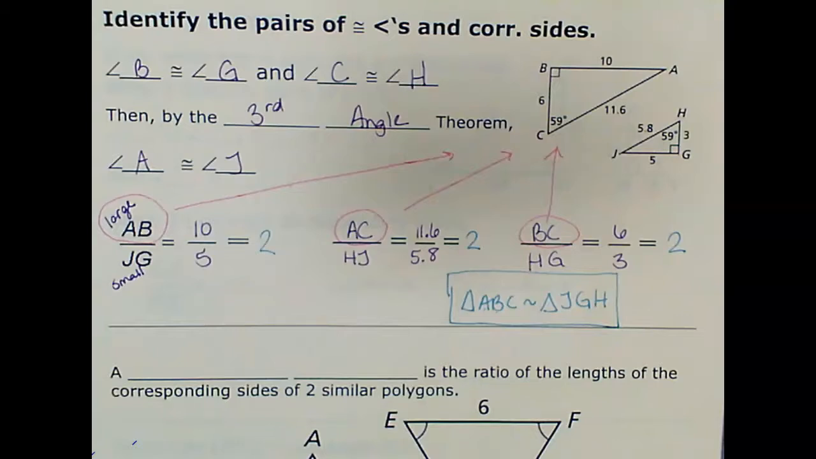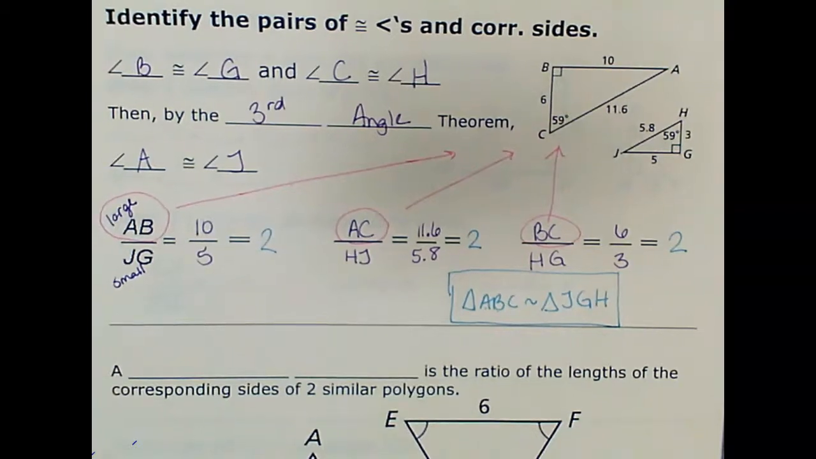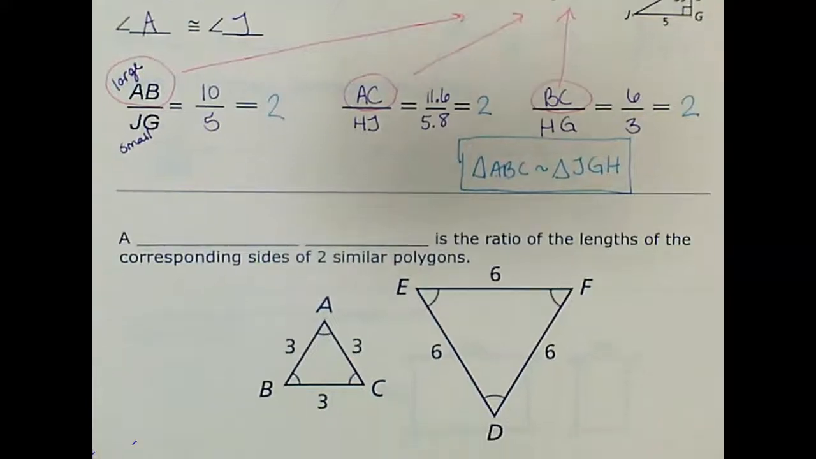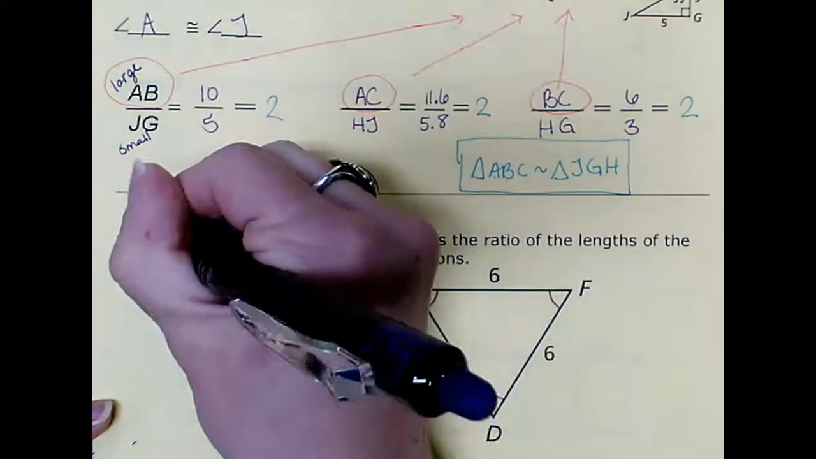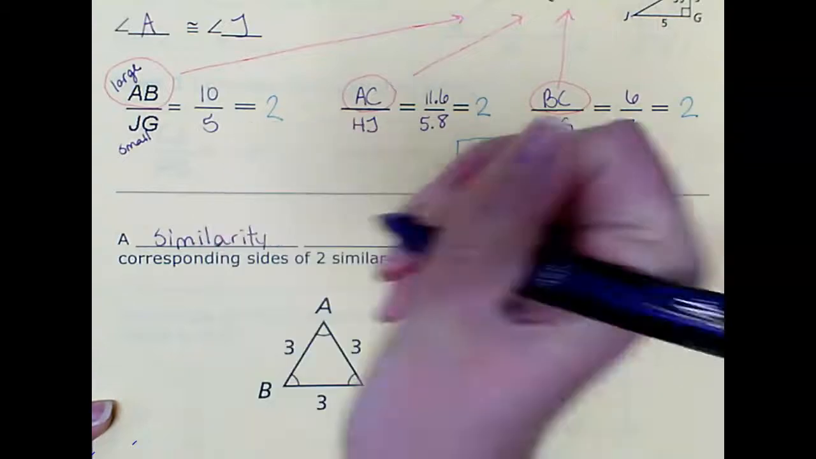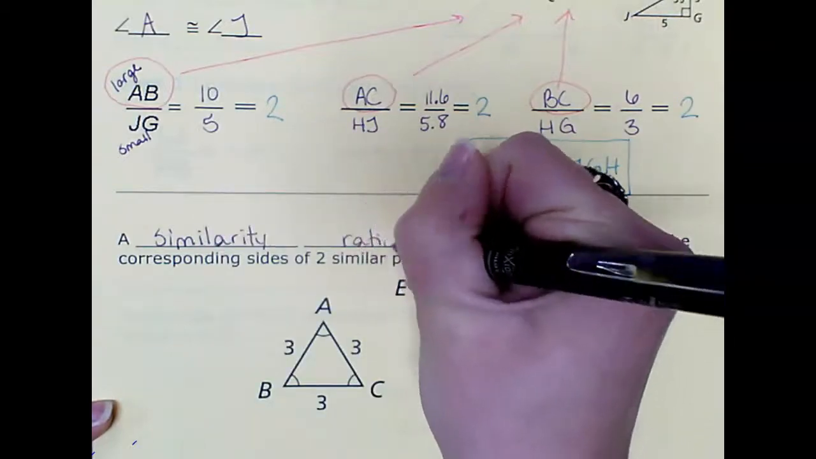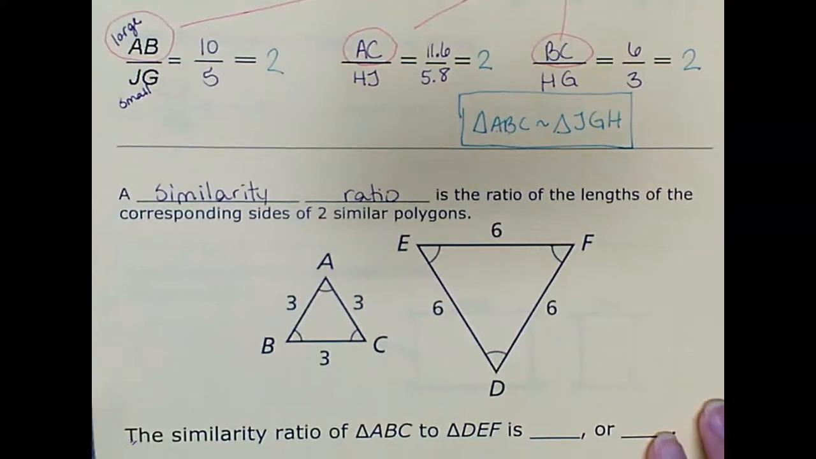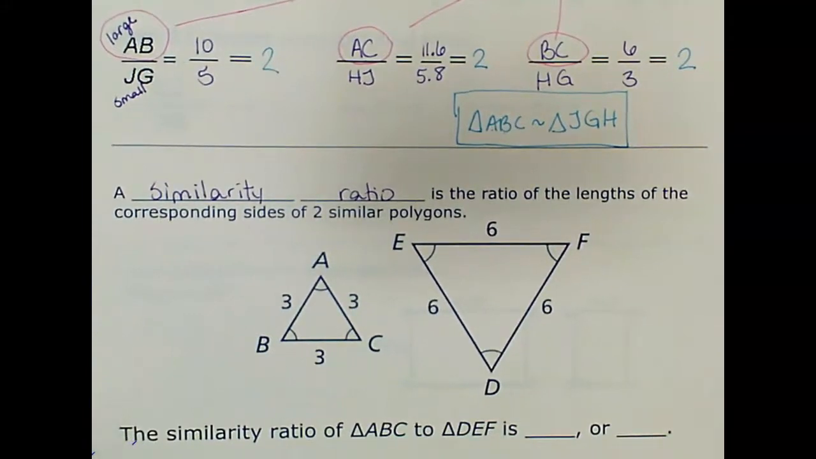Now, what we've been finding whenever we try to determine proportionality of corresponding sides is we've been finding a similarity ratio. Aptly named because we're finding the ratio and determining if two things are similar. So a similarity ratio is the ratio of lengths of the corresponding sides of two similar polygons.